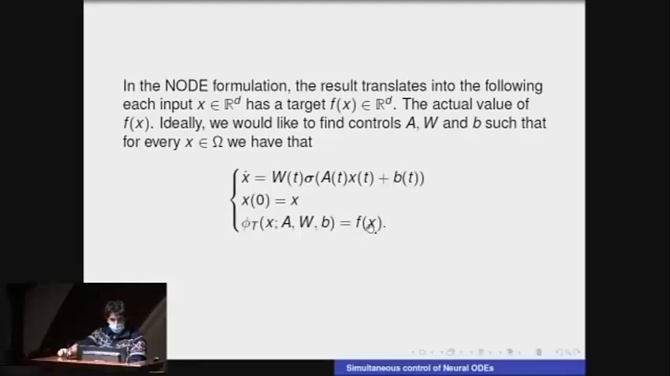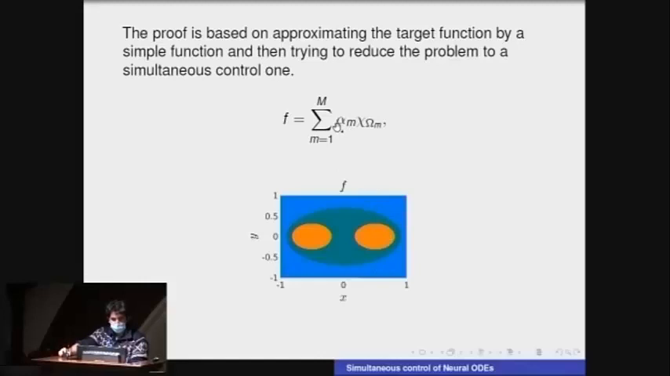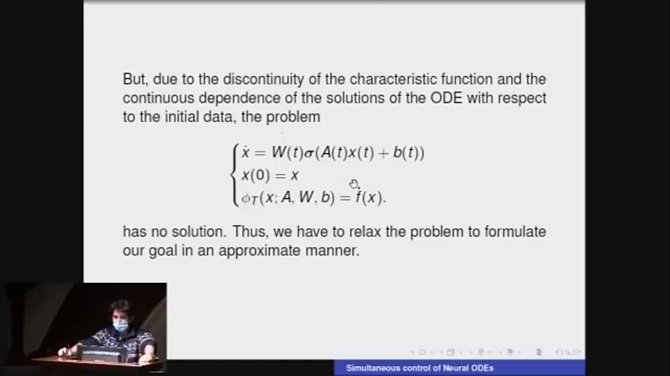For doing so, we will first approximate f by a simple function, where alpha m is a vector. So now all the points, for example, in these orange circles have a common target in R2. These in green have to go to another target, let's say 0, 0. And these in blue have to go to another target, let's say 0, 1. However, here we already see one thing that we cannot do. Since the ODE is continuous with respect to the initial data, we cannot approximate a discontinuous function.